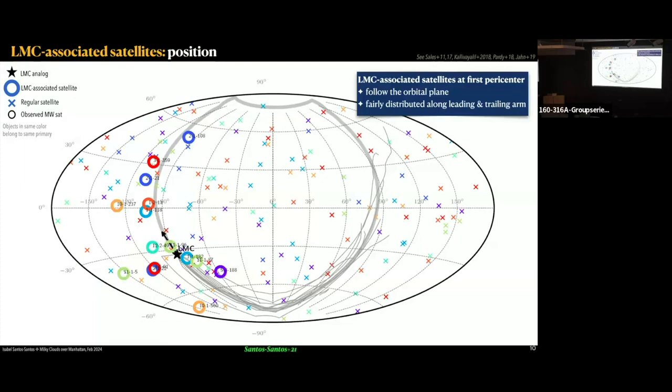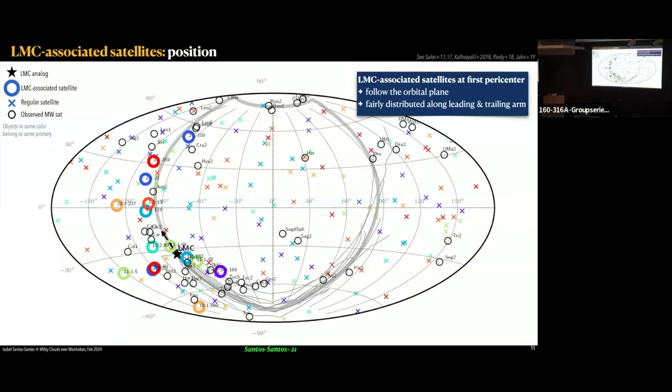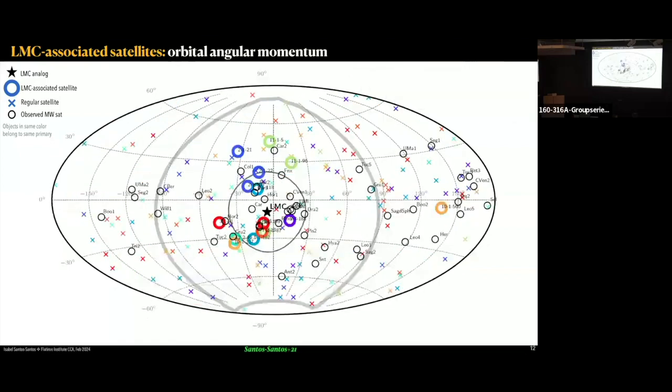And what we see is that at first pericenter, they're tracing the leading and the trailing arm of the orbital plane, as you would expect, but they are quite extended in their distribution. So if I add on top the Milky Way satellites, there are many that follow the same parameter space. So looking at the positions alone is not very constraining to separate satellites that came with the LMC. And a similar thing happens when we look at angular momentum. Many LMC satellites show orbital poles with similar directions to that of the LMC, but with enough dispersion to accommodate too many Milky Way satellites.